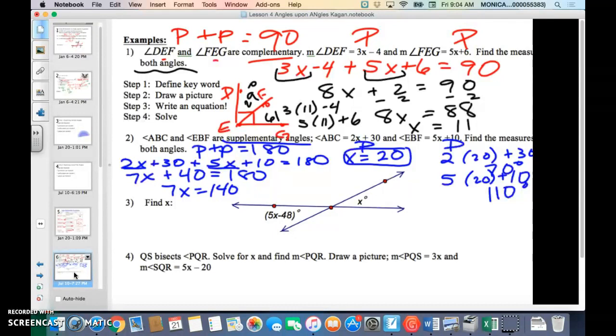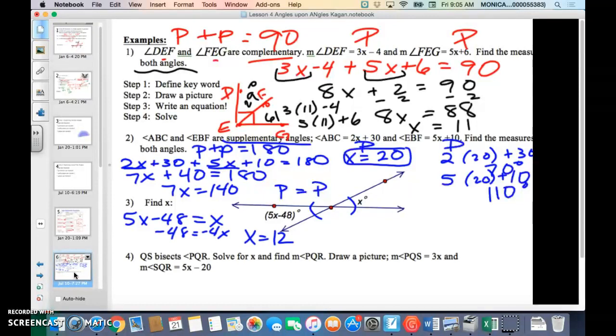All right, now for number 3, I got to look at the relationship between these two angles. They are not supplementary, they're not adjacent angles, but what I can see is that they kind of make a bow tie, they're crisscross from each other. And so now that tells me they're vertical angles, and so I know I'm going to set up an equation, part equals part. So it'll be 5x minus 48 equals x. So I get negative 48 equals negative 4x, so x equals 12.